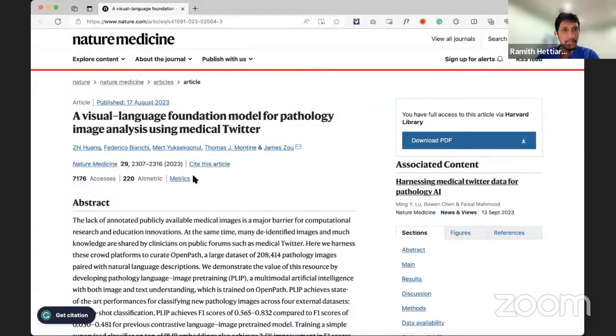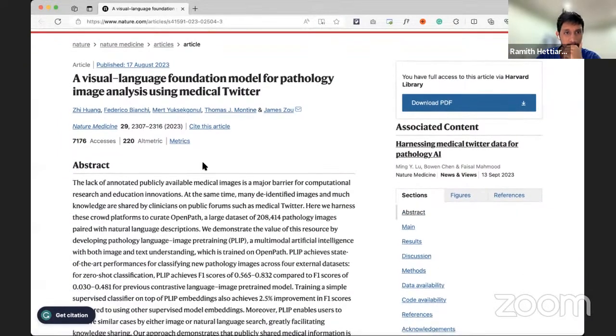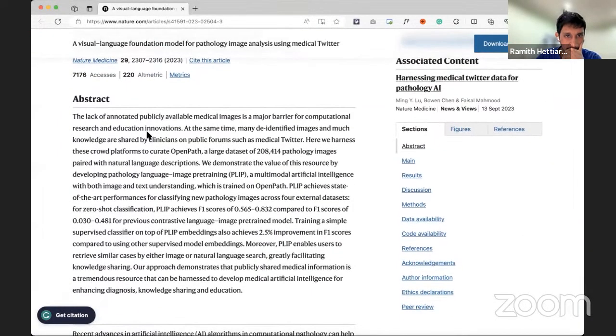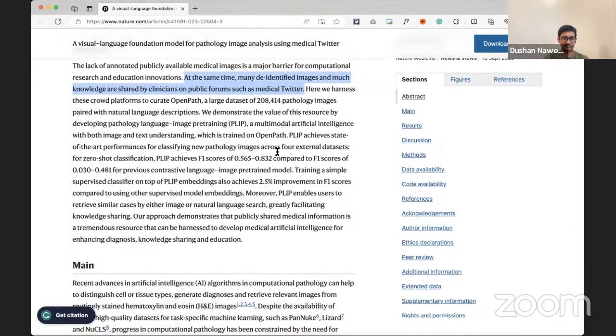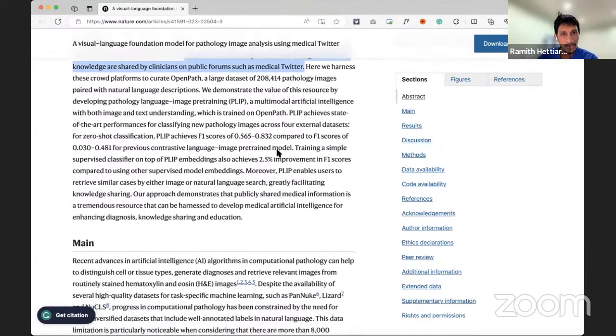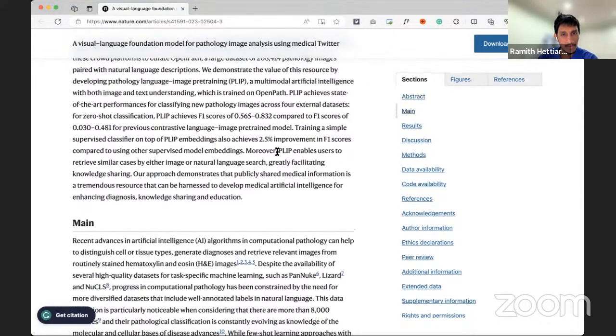There was one paper which I recently saw on pathology image analysis, a visual language foundation model. They actually obtained pictures from public forums like Twitter. I saw this paper, I didn't read it yet. Right, all right. Any other questions?